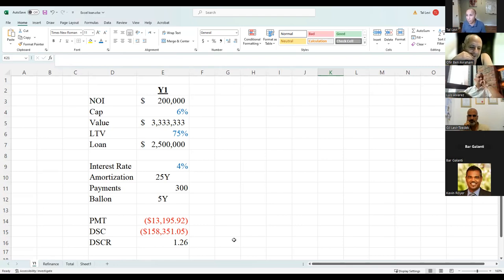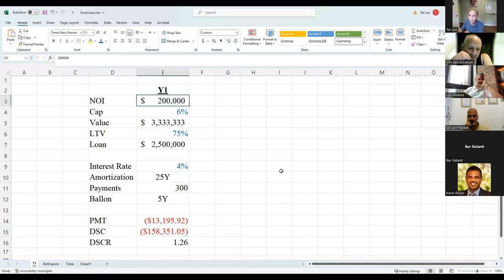My term was 5 years, which is, again, a common thing. So a balloon is in 5 years. And I took it with a 75% LTV, okay? Also acceptable LTV 5 years ago. So I bought the building for $3.3 million, 75% LTV, $2.5 million loan, 4% interest rate, 25 years amortization, 5 year balloon.